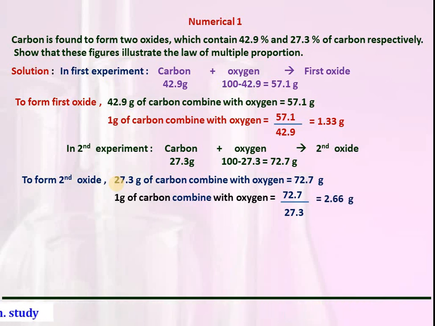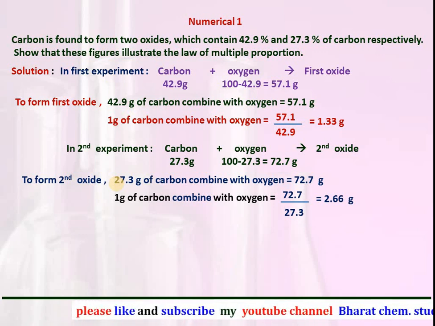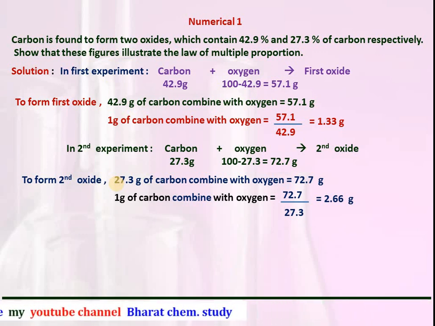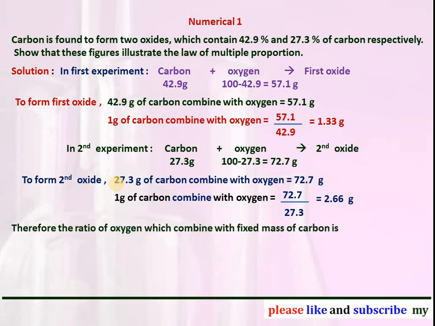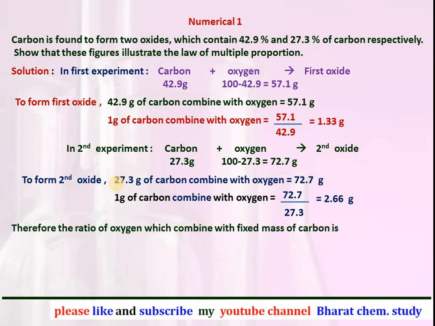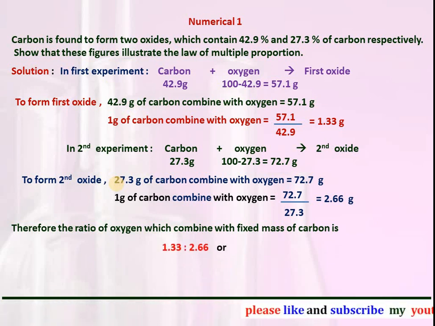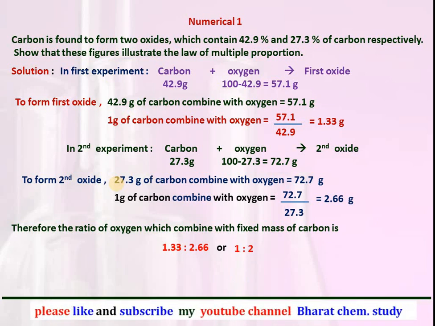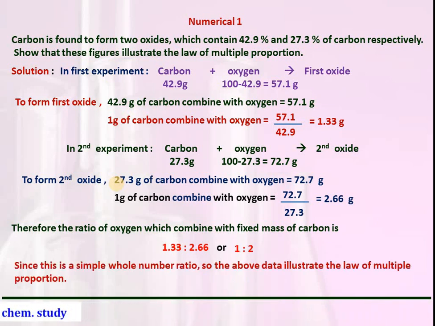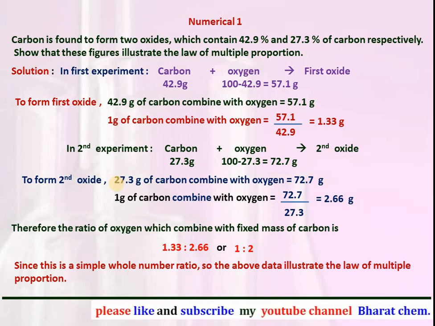So in this numerical, we are fixing the mass of carbon to 1 gram and finding the remaining mass of oxygen in both the experiments, which is reacting with 1 gram of carbon. Therefore, the ratio of oxygen which combined with a fixed mass of carbon is 1.33 to 2.66, which simplifies to 1:2. Since this is a simple whole number ratio, the above data illustrate the law of multiple proportion.